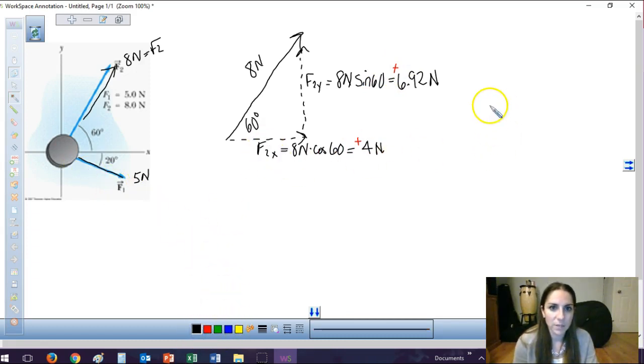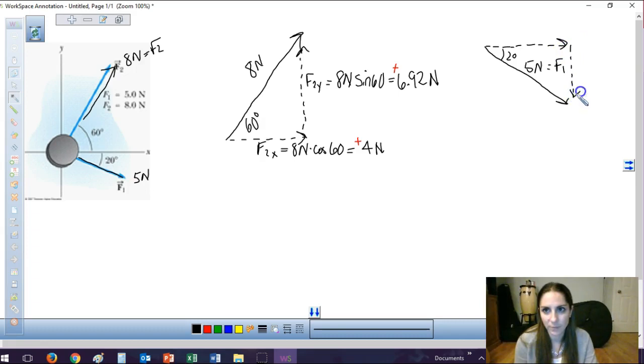So next what I'm going to do is take the 5 Newton one and draw it outside the problem, so it looks like this. This is labeled as F1 in the problem right here. And the angle that it makes up here is 20 degrees. So if I continue this for the horizontal piece, that will look like this to the right, and then my vertical piece will be down.